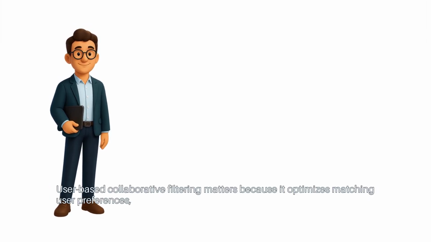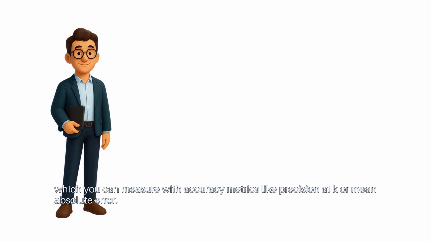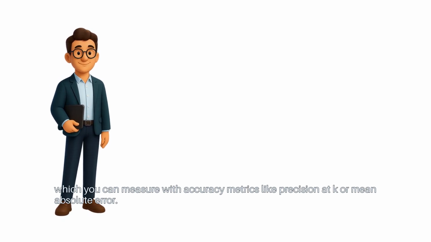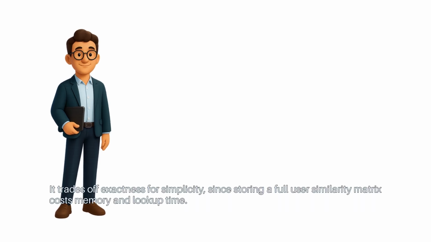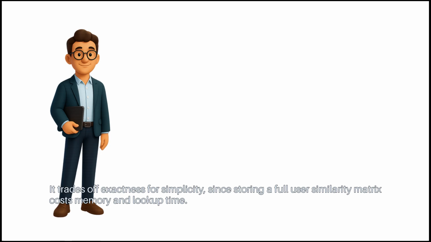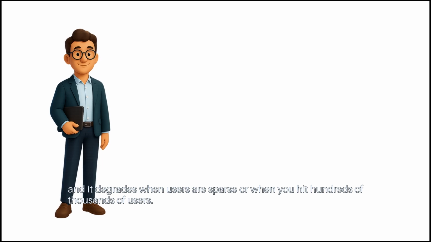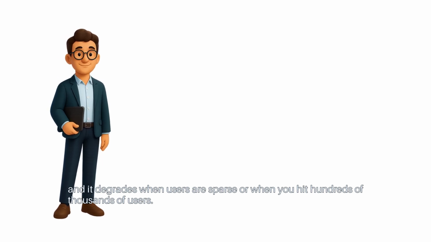User-based collaborative filtering matters because it optimizes matching user preferences, which you can measure with accuracy metrics like precision at K or mean absolute error. It trades off exactness for simplicity, since storing a full user similarity matrix costs memory and lookup time. Practically, it works very well on datasets where many users rate many overlapping items, and it degrades when users are sparse or when you hit hundreds of thousands of users.